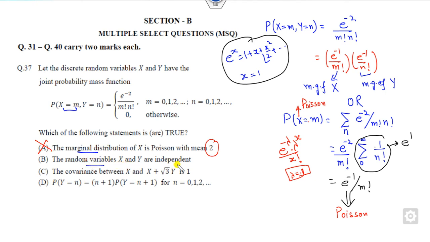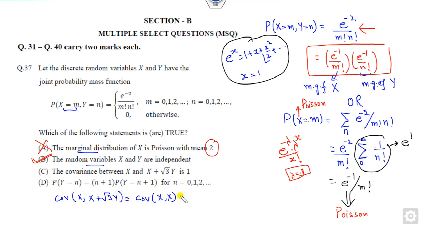Are the random variables x and y independent? That's fine. That's true, because you can see the product of the two MGFs is nothing but the joint density function. So it's here. The covariance between x and x plus root 3 y. So that's very simple. We can apply the property of the covariance. This plus root 3 is outside, covariance of x comma y. So what is the covariance of x comma x? This is nothing but my variance of x.